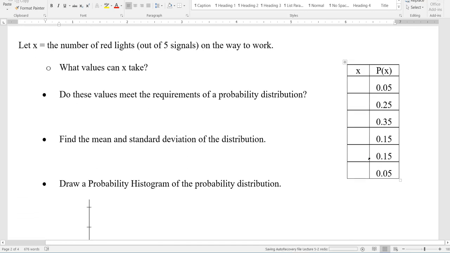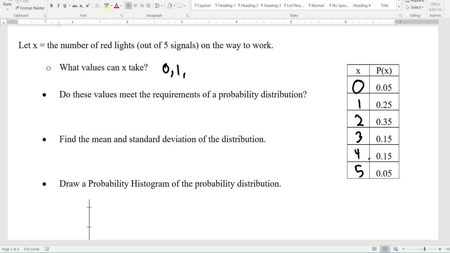Let X be the number of red lights out of 5 signals on the way to work. What values can X take? How many red lights could you hit on the way to work? And you're like, well, when I'm driving, every single one is red, right? But let's say somebody's like, I had the best drive out of all the lights. The lowest you could get would be 0. Keep that in mind. 0 is an actual answer here, right? So you could have 0. You could have 1 red light, 2, 3, 4, and 5. Okay? What values could X take? I could have 0, 1, 2, 3, 4, and 5.